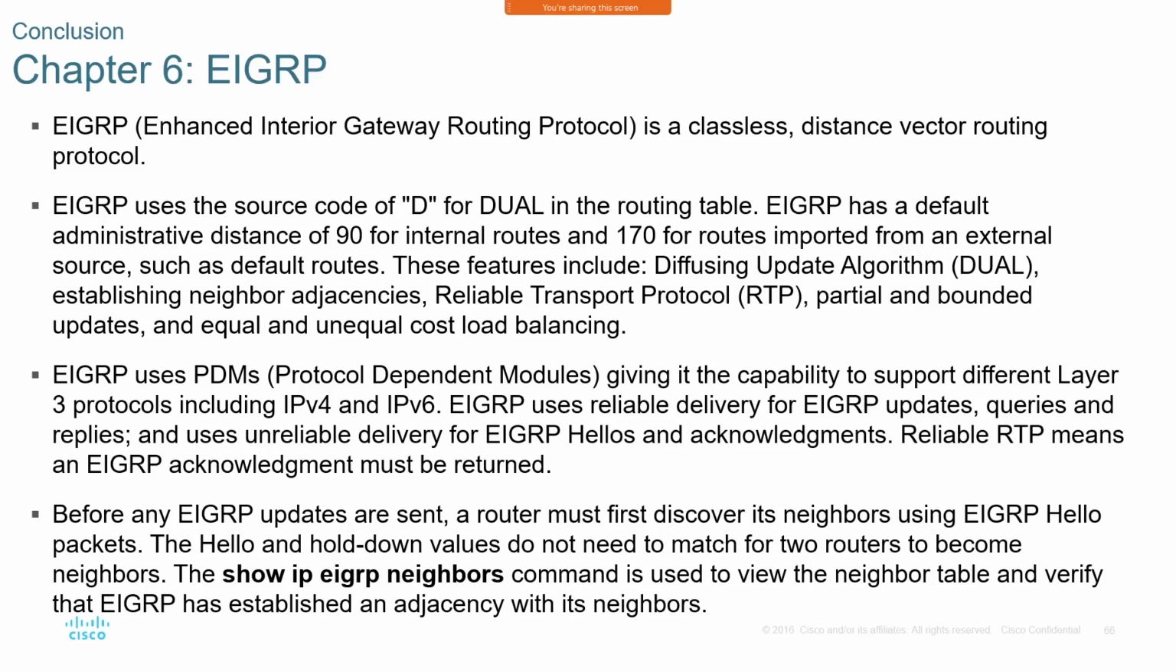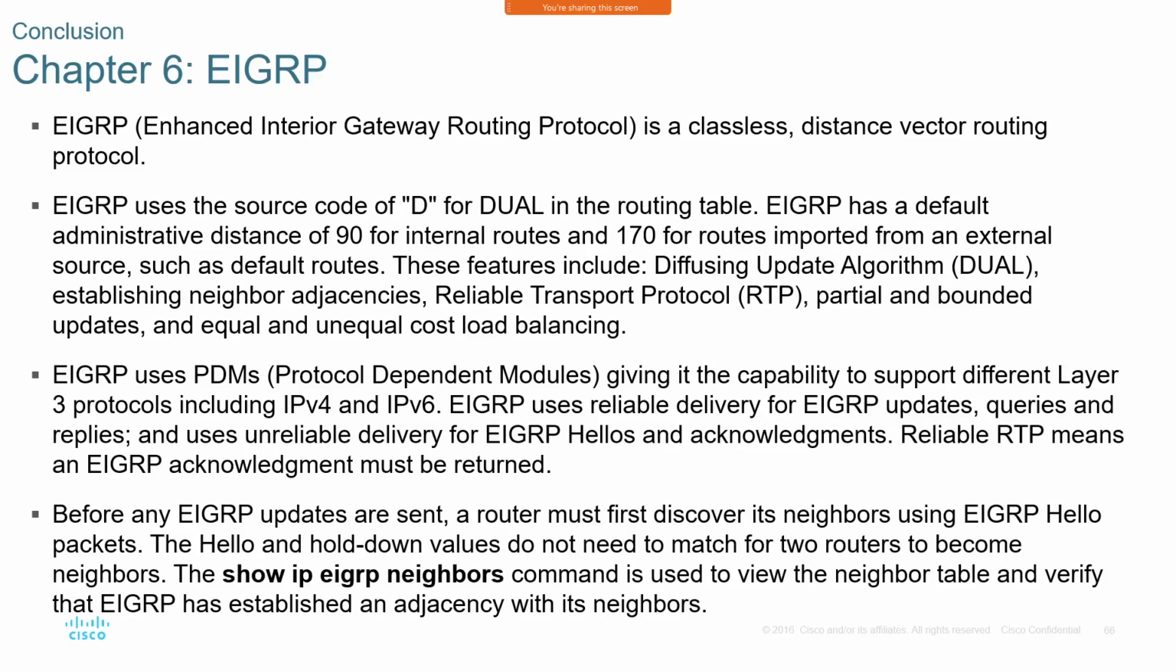It uses the Reliable Transport Protocol. It has partial and bounded updates, triggered updates, so we just basically send an update whenever it's necessary. It's not periodic as RIP. It can use equal and unequal cost load balancing. So it doesn't actually need to have a best path. It can have multiple best paths. These all paths can be active at the same time.